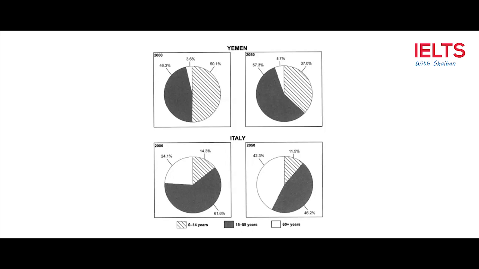Another important issue in IELTS is the multigraphs. And in IELTS, there are two types of multigraphing. Number one, the first type, is when we have similar trends. For example, when we have pie charts, as you can see in the figure here. We have two countries, Yemen and Italy, and the pie charts talk about the same age groups: from 0 to 14 years, then from 15 to 59, and finally the elderly group, 60 years and more. So because they are similar, we can say pie chart here, same age groups.